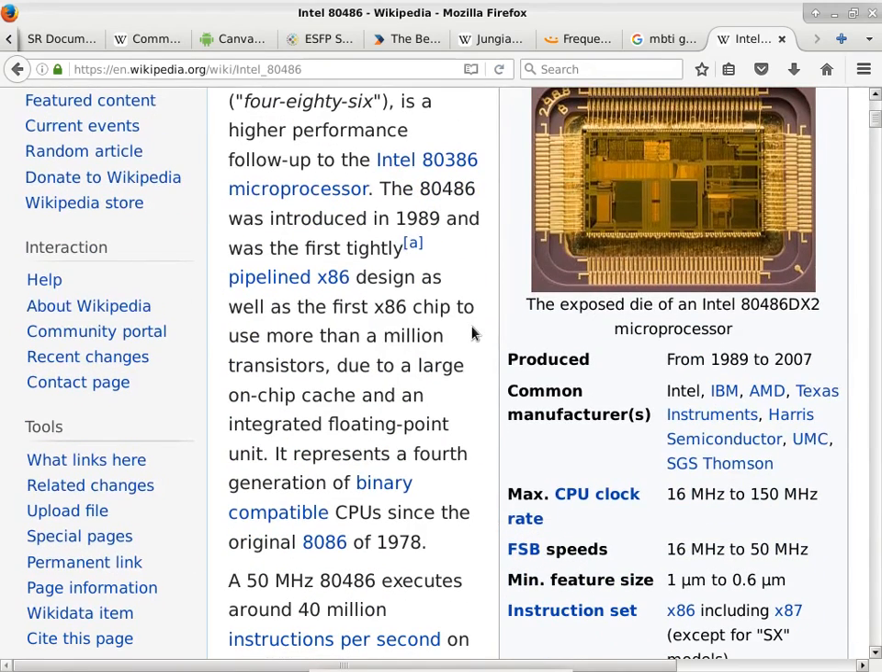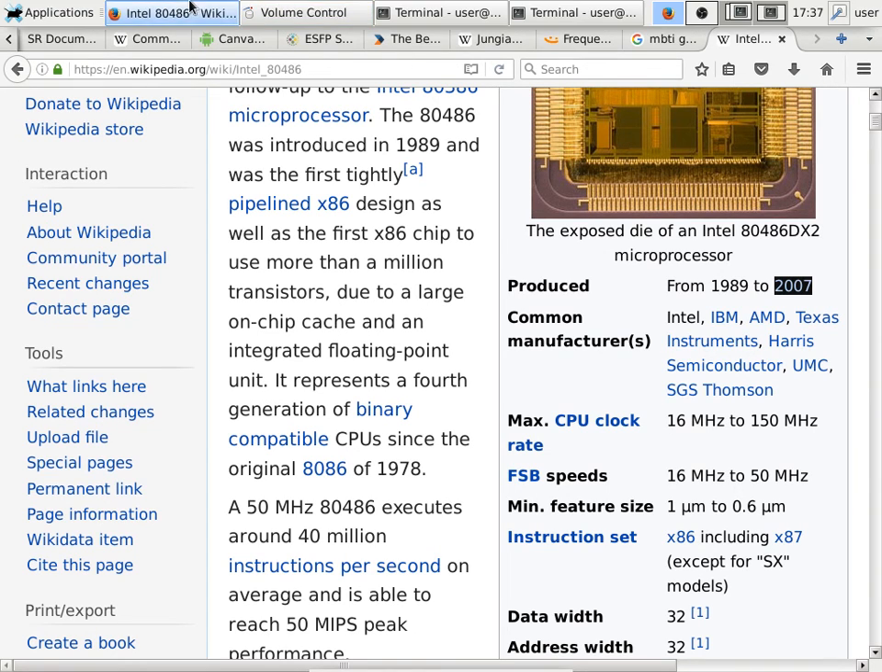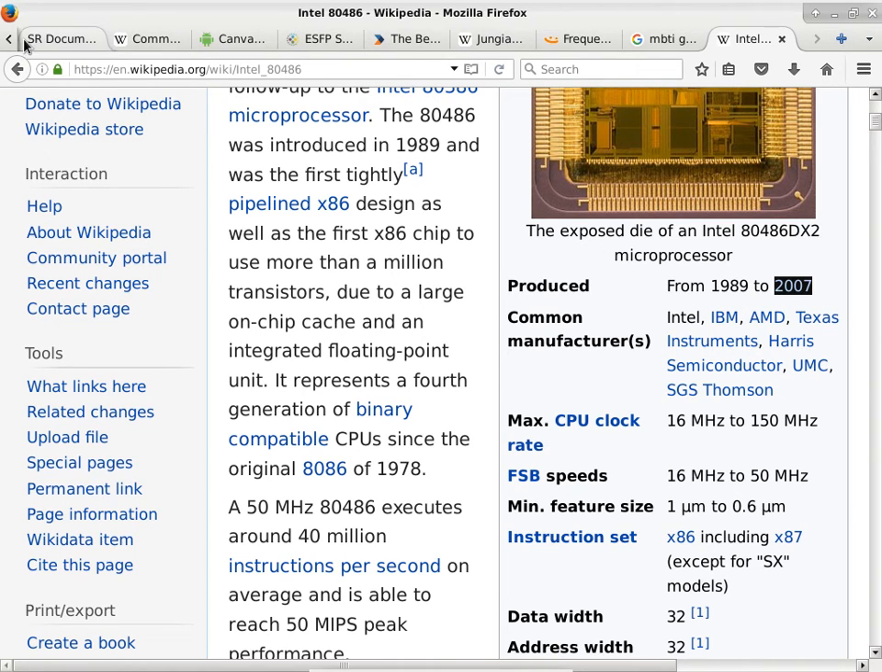And it probably will give you a time frame. Okay, it was produced all the way up to 2007. That's kind of surprising. And the clock speed went all the way to 150 megahertz. So I'm going to use 2007 as a date. Okay, so going back to my spreadsheet first.